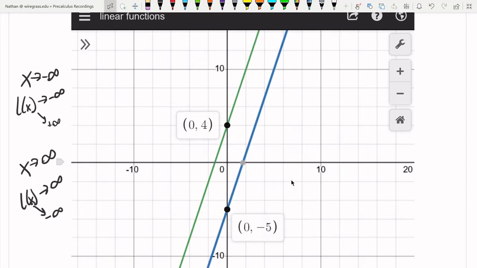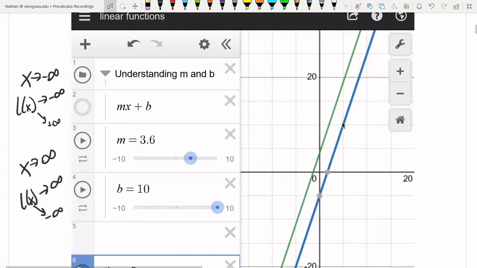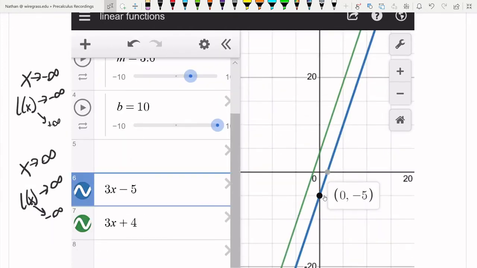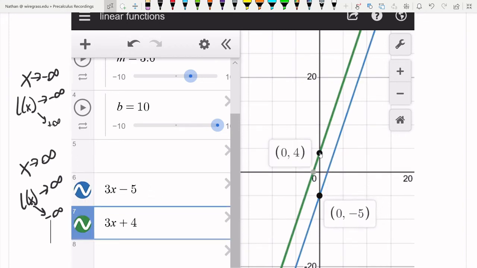And that is at 4 and negative 5. The blue line intersects at negative 5, we get 3x minus 5. And the green line intersects at 4, 3x plus 4.